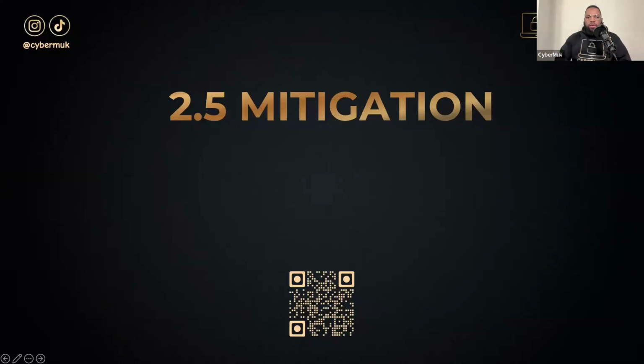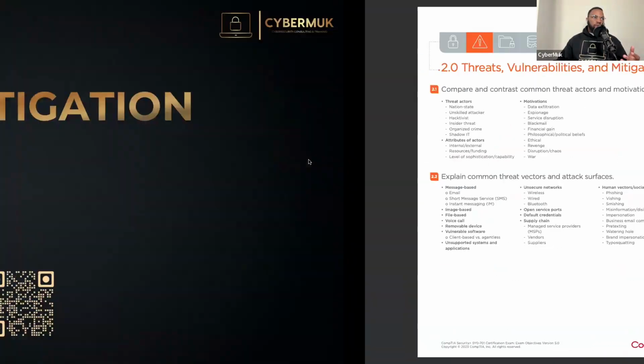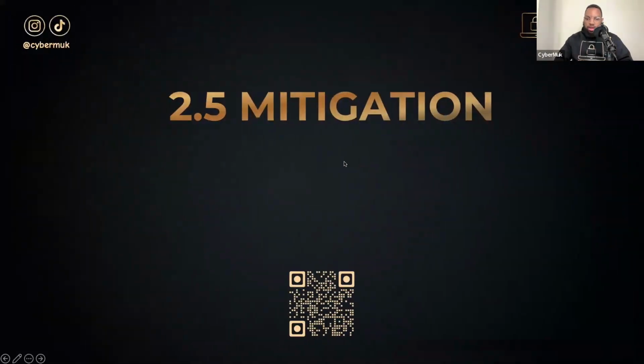In section 2.5, we talk about mitigation techniques. So how can you prevent attackers, cyber criminals, or malware from gaining access to your systems? How can you prevent all these things that we talked about from 2.1 to 2.4? How can you secure the organization? So let's talk about some mitigation techniques.